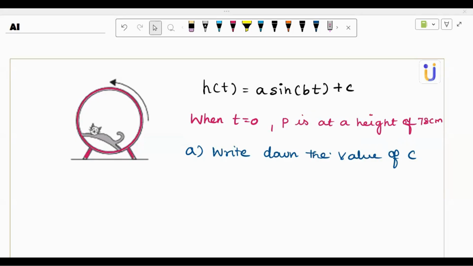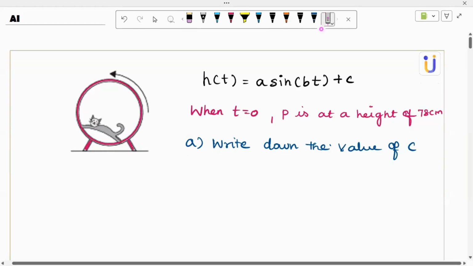Here we can see a picture, right? A cat is running inside an exercise wheel. So a cat is running inside a circular exercise wheel, and this can be modeled with a circular function provided by the general form h of t equals a sine bt plus c. So this is the equation we have been given.